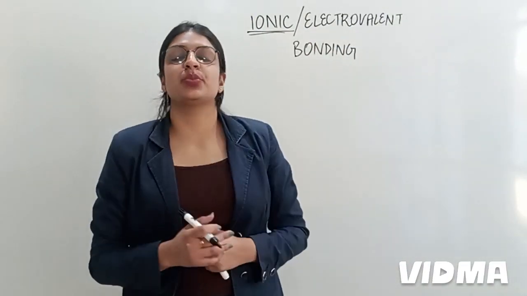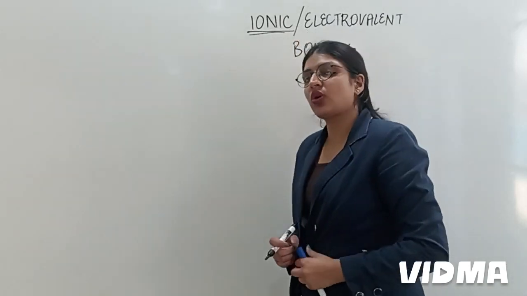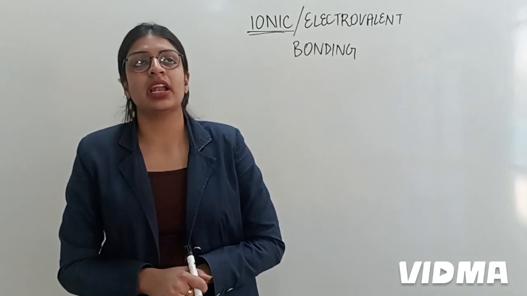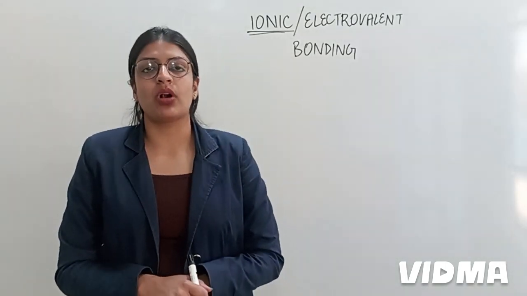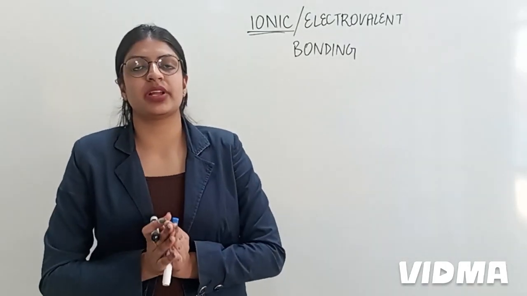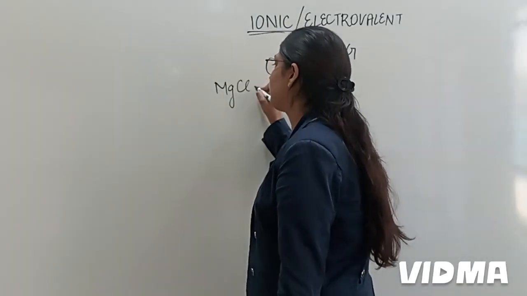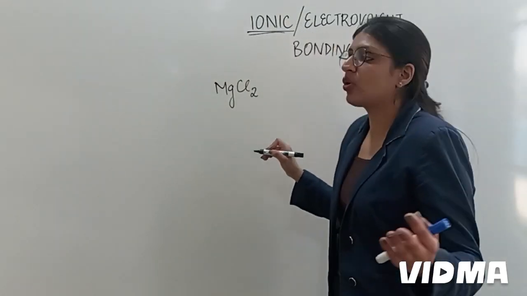So by this process we can see how transfer of electron takes place from a metal to a non-metal to complete the octet, and this is how the ionic bond and the formation of ions takes place in ionic bonding. We can also consider some other example, for example MgCl2. We will follow the same steps.